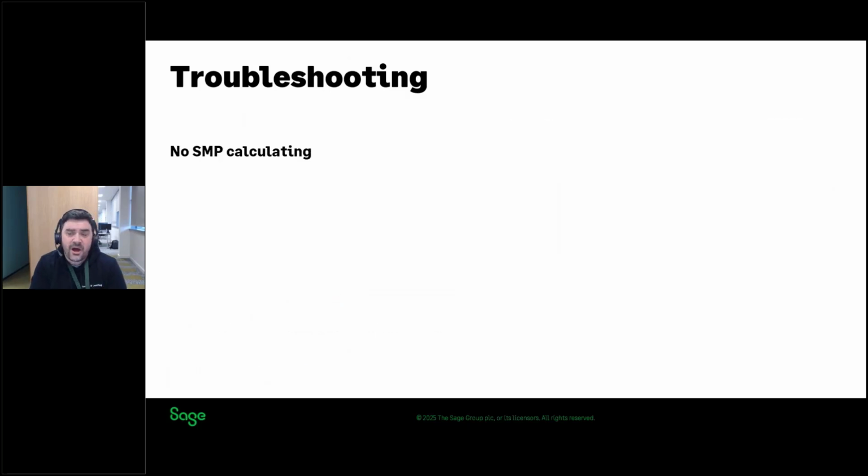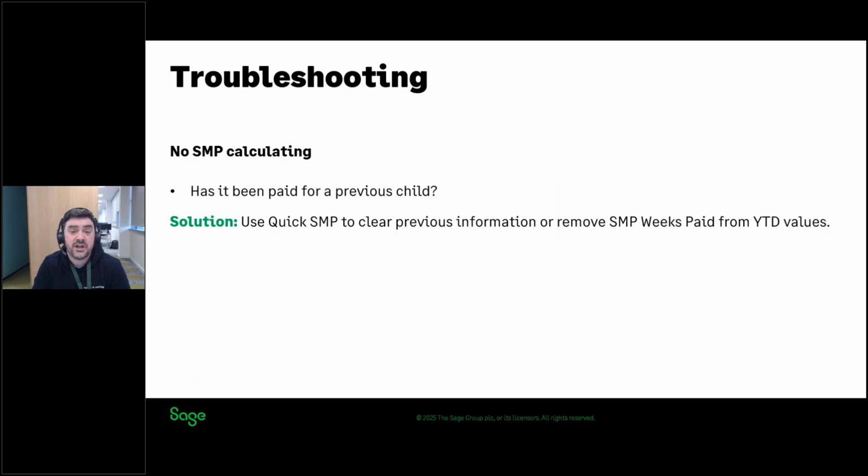Quickly before we end, some other troubleshooting tips. So if there's no SMP calculating, one of the most common reasons is it's been paid for a previous child and the year-to-date value for weeks paid hasn't been cleared. So 2 solutions. You can either use quick SMP to clear everything and then enter the information for the next child, or you could manually clear the SMP weeks paid from the year-to-date values.